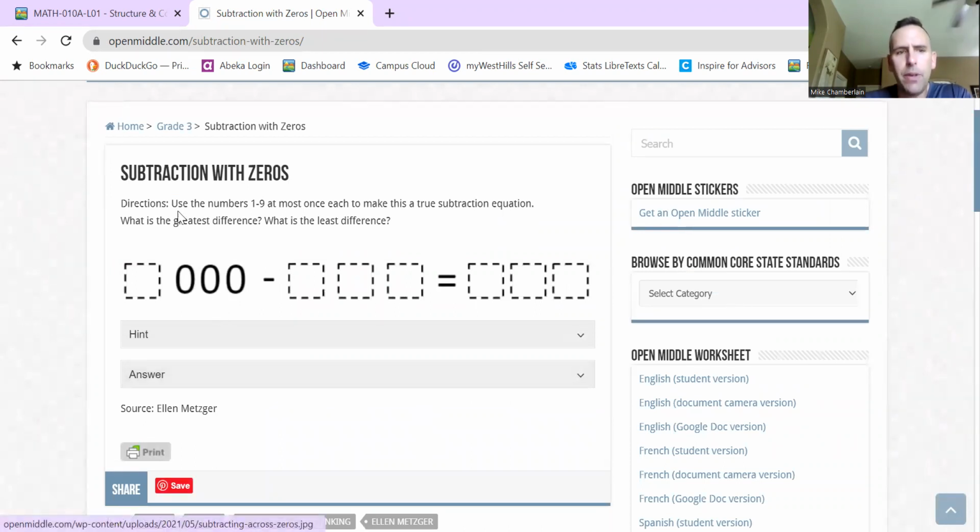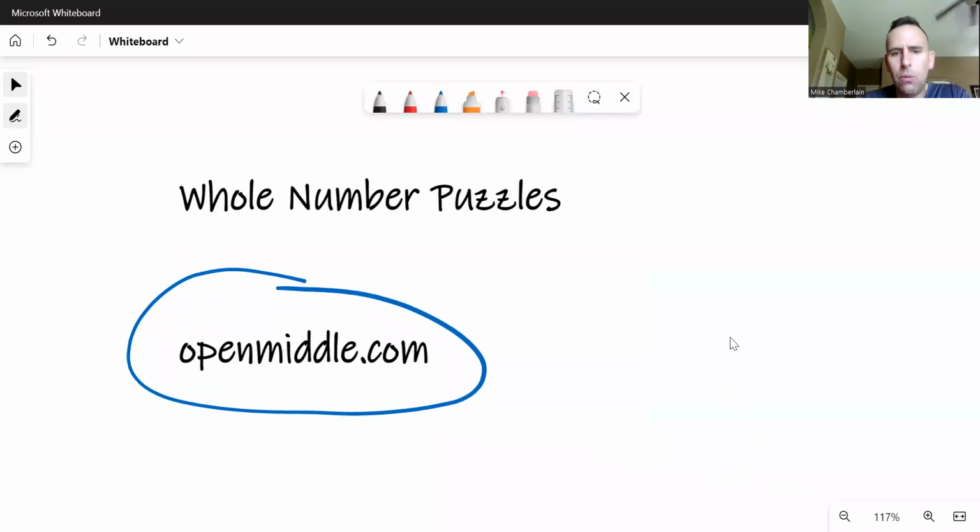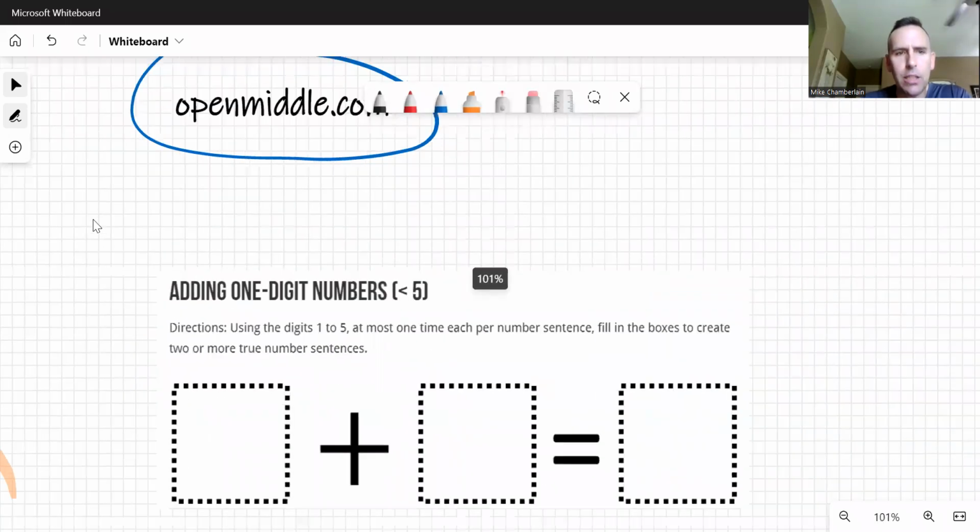This one actually says directions, using the numbers 1 through 9 at most once to make this a true subtraction equation. What is the greatest difference? What is the least difference? This is actually similar to a puzzle I'm going to ask you about on homework as well. And so let's take a look at some of the tasks that I've already pulled out and give you a chance to think about it here with me. So I have 3 different tasks from Open Middle.